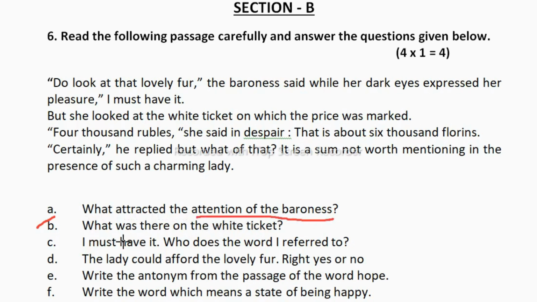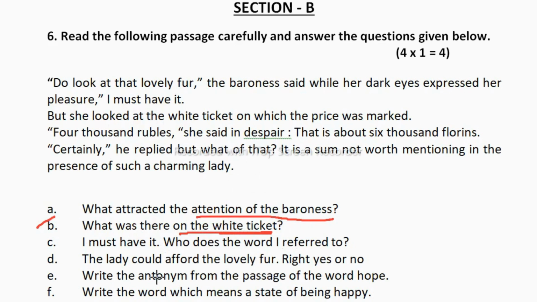Then the next one: what was there on the white ticket? 'White ticket' is there, so you have to underline this keyword. In this way you have to underline these keywords. First you underline all the keywords, then second you read the passage and search for these keywords. Then you will definitely find your answer.